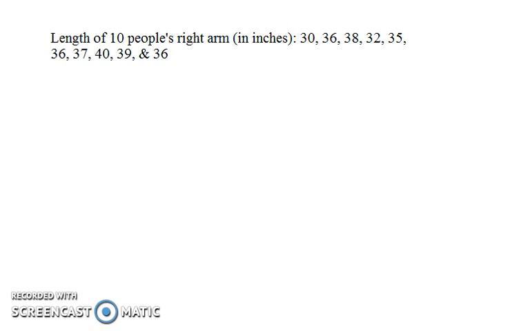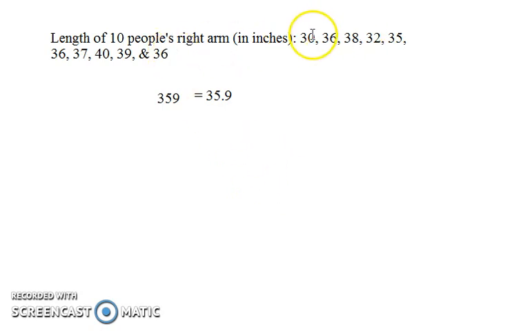So the very first thing you need to do is find the average of these 10 numbers. So you add them all up and you get 359. Alright. You take 359, since there were 10 numbers, you divide by 10. That equals 35.9. That's your average. So that's the average length of those 10 people's right arm.